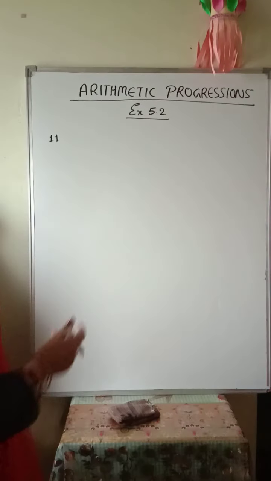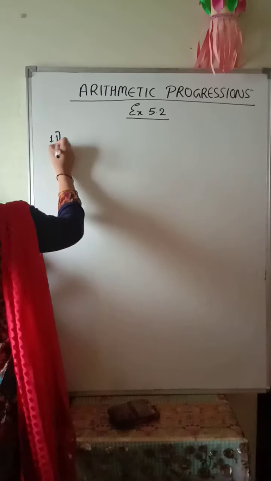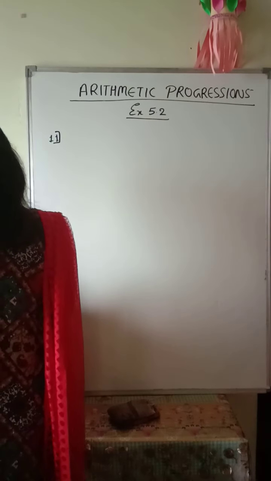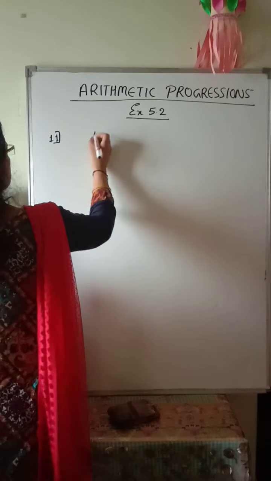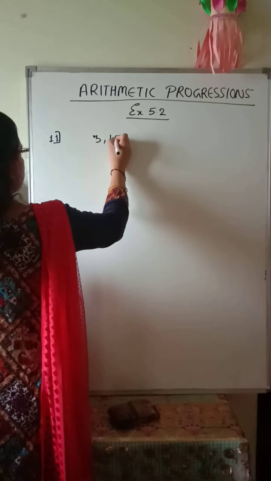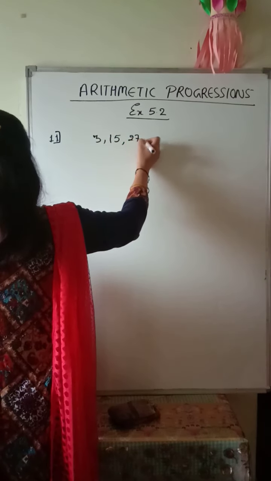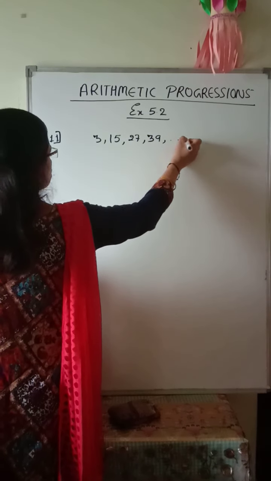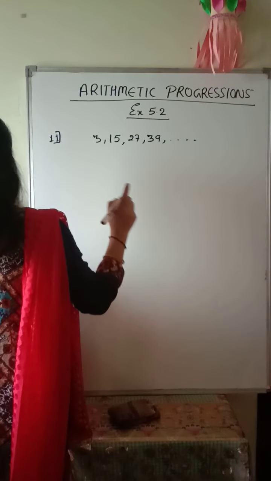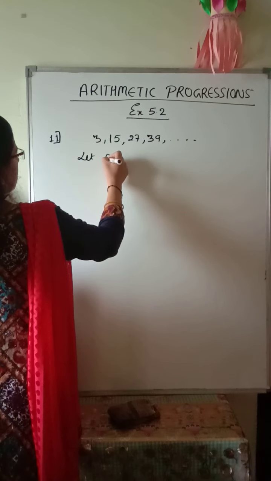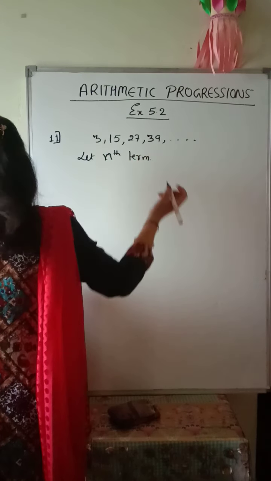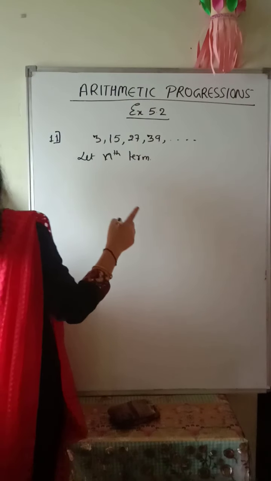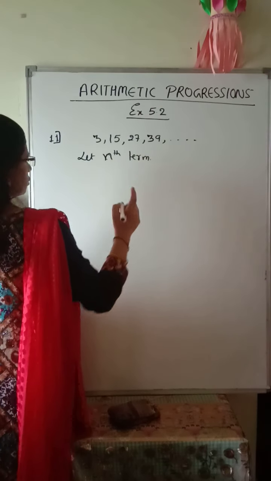Okay. So we are starting question number 11. So what is question number 11? Question number 11 is: which term of the AP 3, 15, 27, 39 and so on is given to you. So they are asking which term. So I am saying let it be the nth term. Which term of the AP will be 132 more than its 54th term?